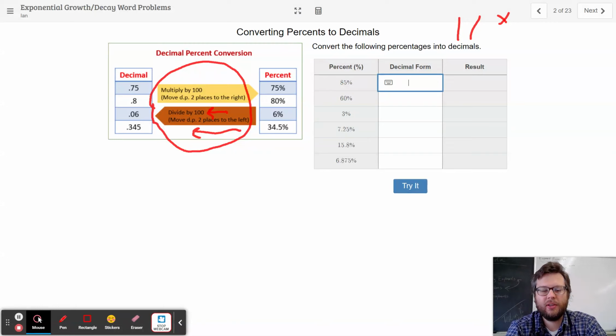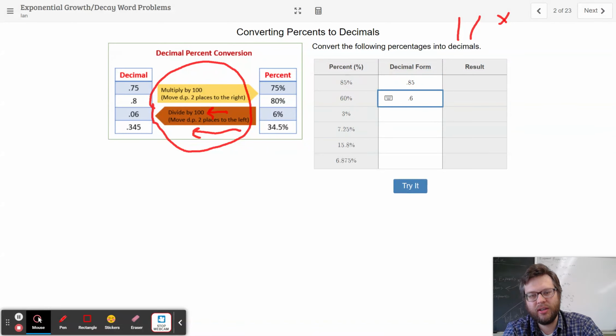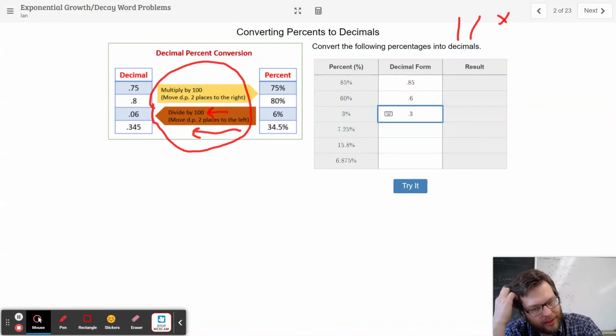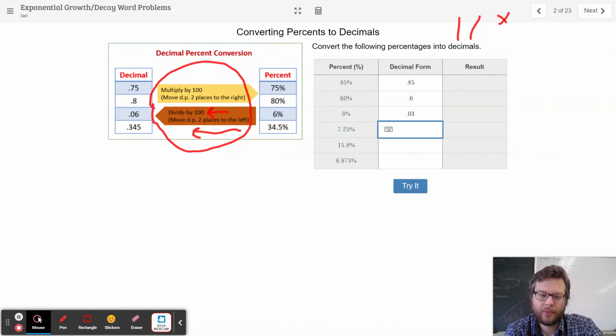Moving the decimal place, it was 85.0, so now it's 0.85. Then 0.60, or you can write 0.6. Now, don't write 0.3. A lot of people wrote 0.3, but that would mean 30%. So 3% needs to be 10 times smaller than 30%. So you put a 0 in front of it to make the value even smaller.